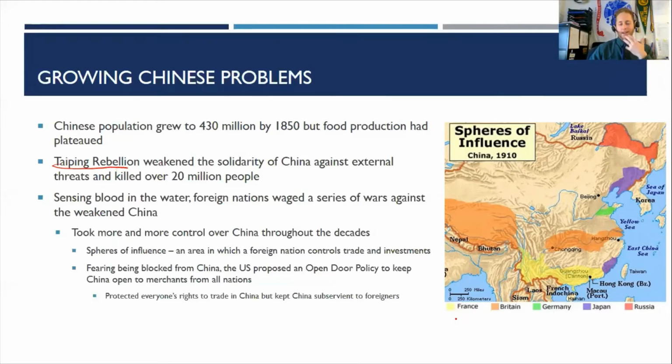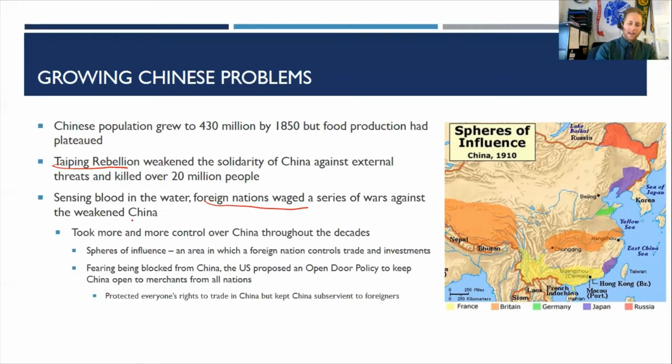Versus, there are some countries today that don't even have 20 million people, and so within that perspective and context, it's a pretty serious step backwards for China. Sensing weakness from the Chinese, first from the Opium Wars and then from the instability of the Taiping Rebellion, foreign nations are going to chip away at China with a variety of wars and treaties.